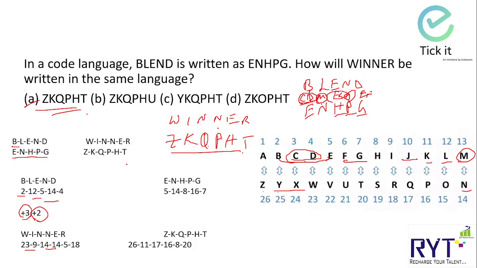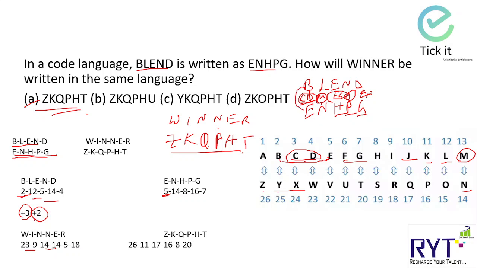Next one. Blend is written as ENHP. How do you solve these types of questions? When one word is coded as another word, the best way is to write down one word and below that the other word. Now, let us observe the number for B. B is nothing but 2. So B has become E. What is E? E is nothing but 5.